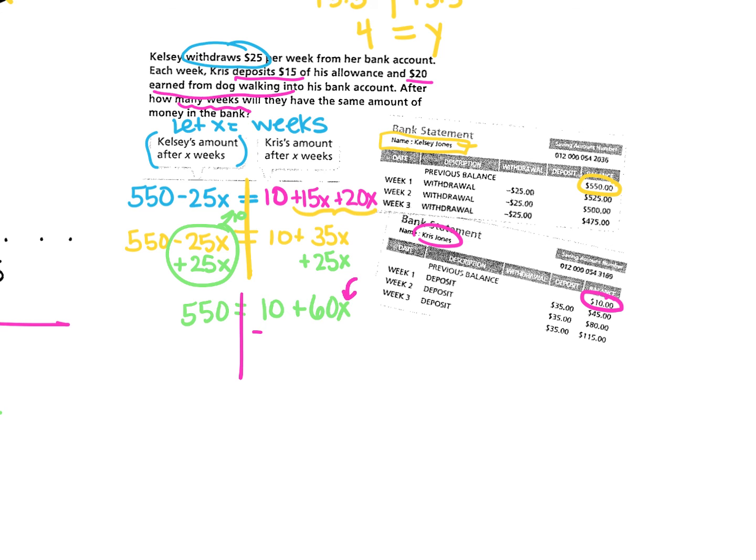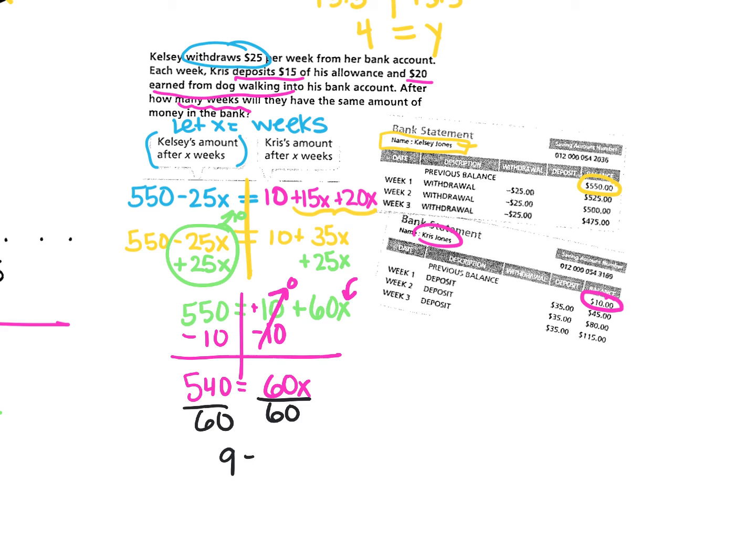Here's my variable, so I'm going to get rid of this 10. This is a plus right here. I'm going to do that on both sides because 10 minus 10 is 0. So this is 540 equals 60x. One more step to go. I'm going to divide by 60 on both sides, and I'm going to get an answer of 9 weeks. So that's just an example of real world context, why this is happening.